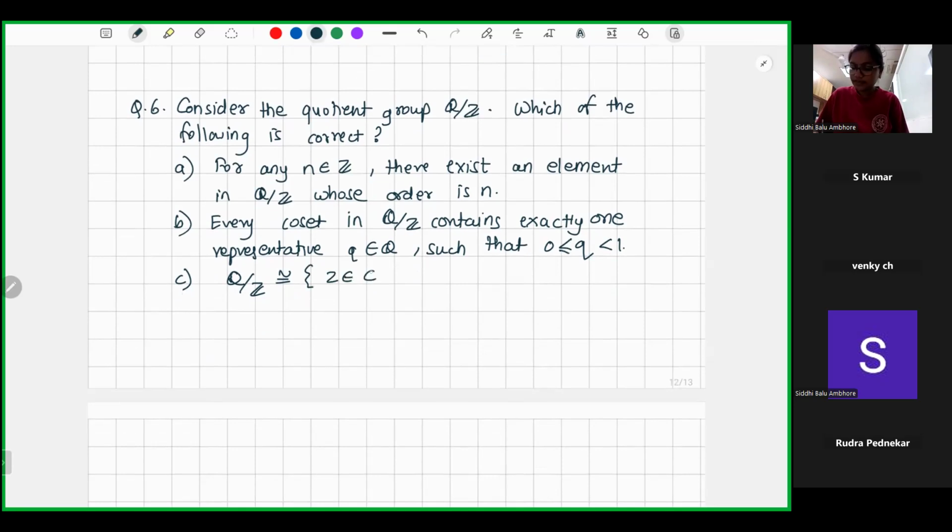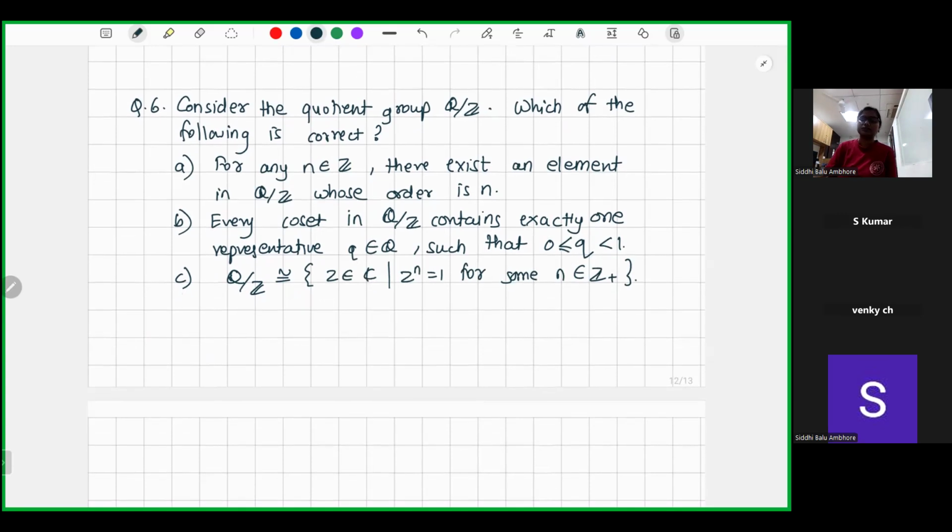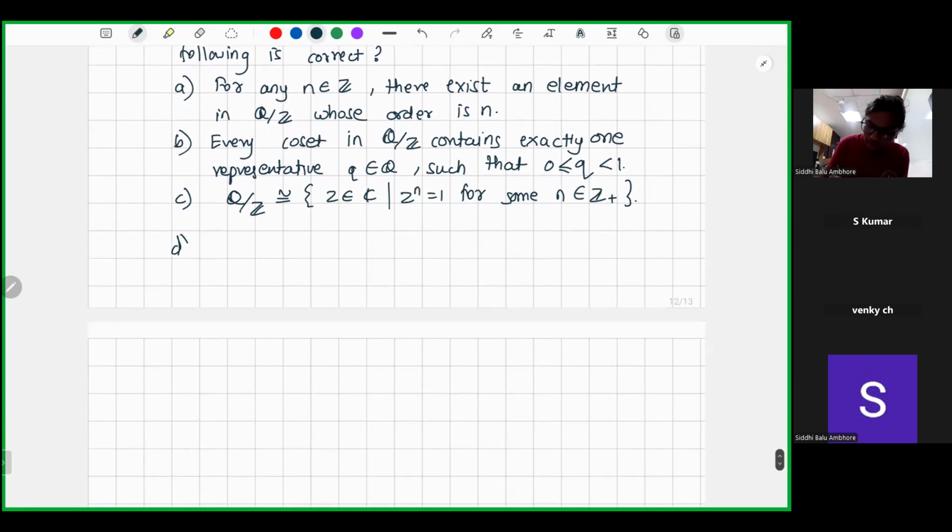And it is z in complex numbers such that z to the power n is 1 for some n in Z plus. And when I write this, it is under multiplication, because under addition this doesn't make sense. Here we have addition, but here we have multiplication. Okay, that's what I'm saying.